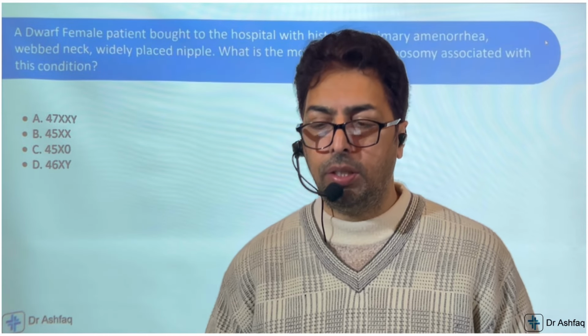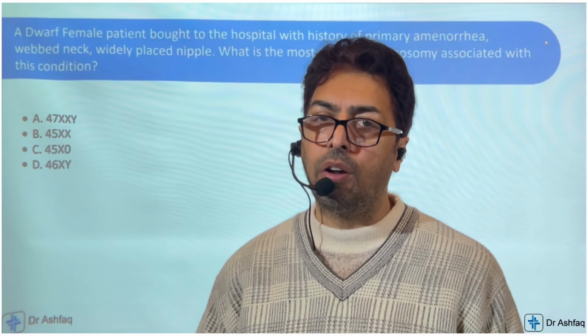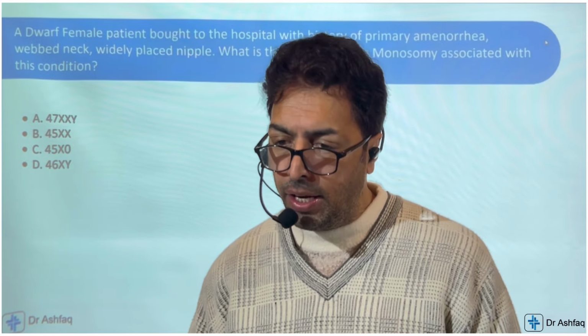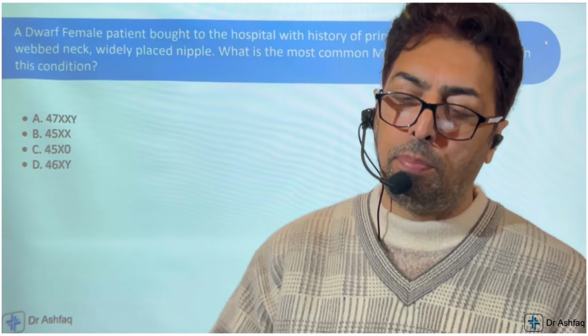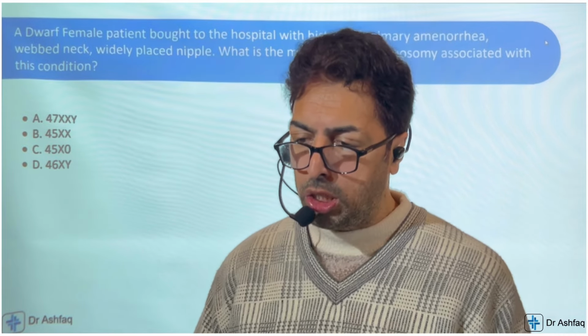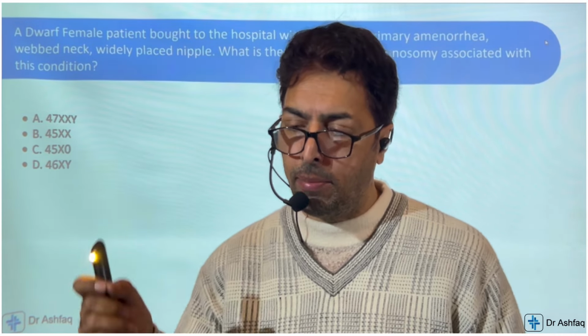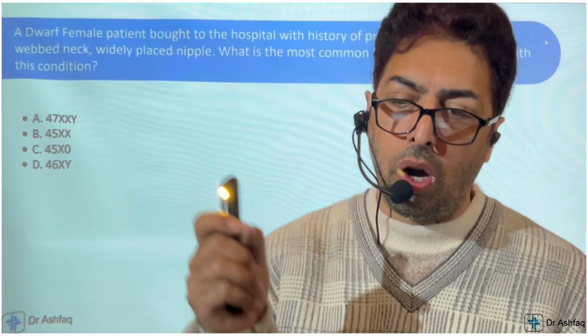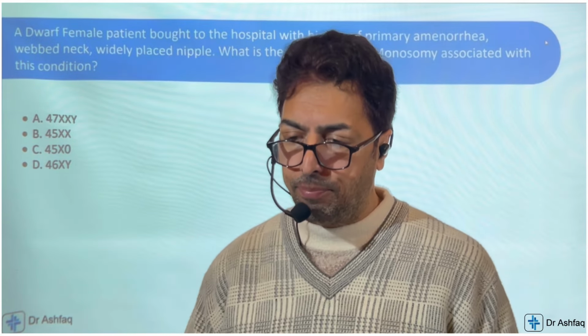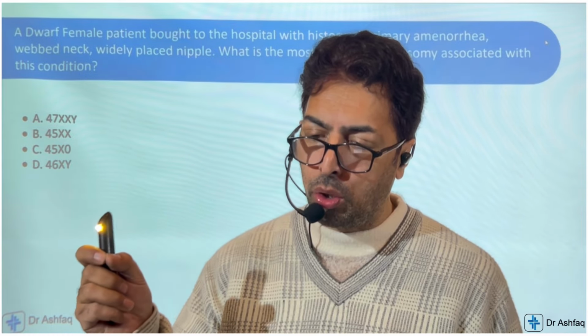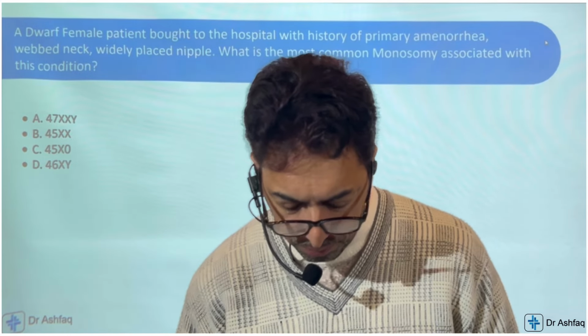Now, this question, the third question: a dwarf female. So the height of the female is important. A dwarf female, focus on these points. Brought to a hospital with a history of primary amenorrhea. Amenorrhea can be secondary, amenorrhea can be primary. This is primary amenorrhea. Dwarf, webbed neck, widely placed nipples on examination. What is the most common monosomy associated with this condition?